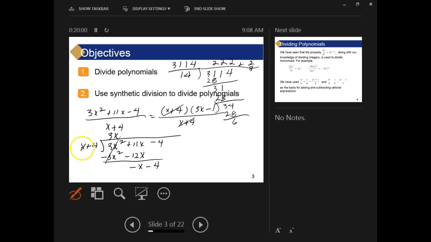Whoa! x into negative x. We're dividing. Okay, let's start with the coefficients. What's the coefficient of x? 1. What's the coefficient of negative x? Negative 1. How many times will 1 go into negative 1? Negative 1 time, right?